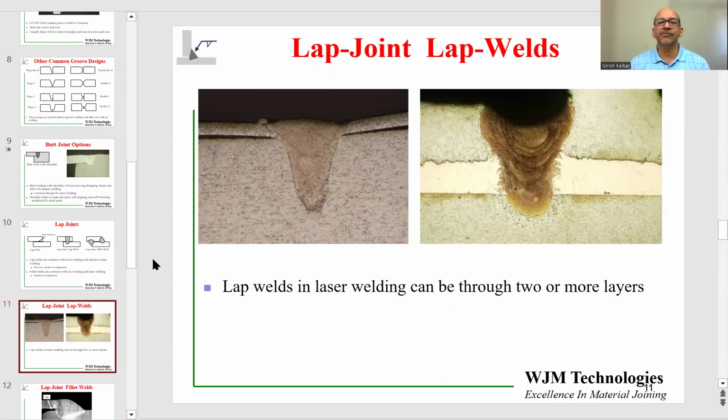Here are some examples of cross-sections of lap welds made with laser welding. On the left is a cross-section between two parts. The top part is very thin. The bottom part is obviously much thicker. On the right-hand side, we are seeing a sandwich. We have three components. The top and bottom are the same, and the middle one is a little bit different. So obviously, this is a dissimilar metal weld, and it is going through all three layers.